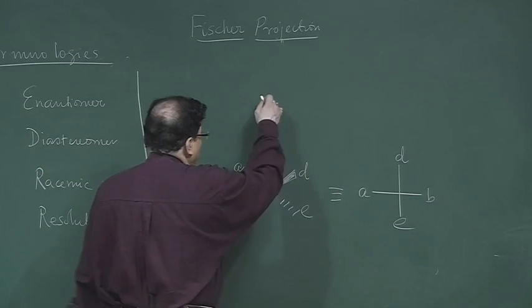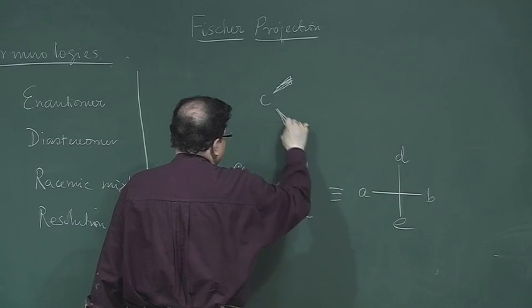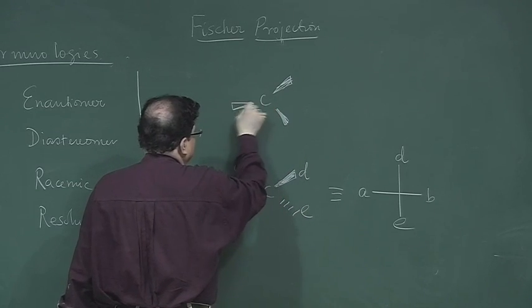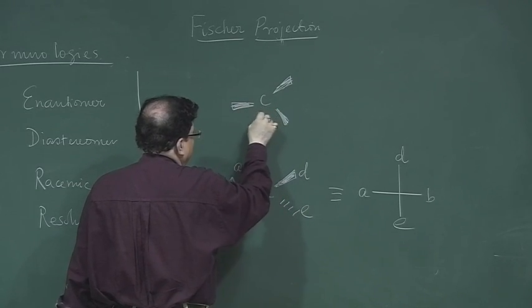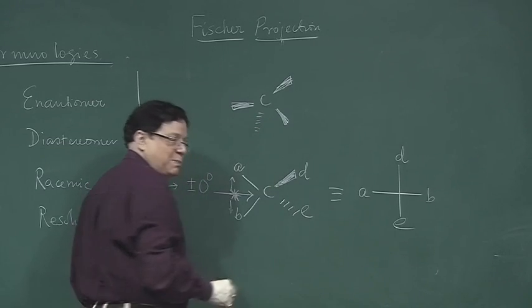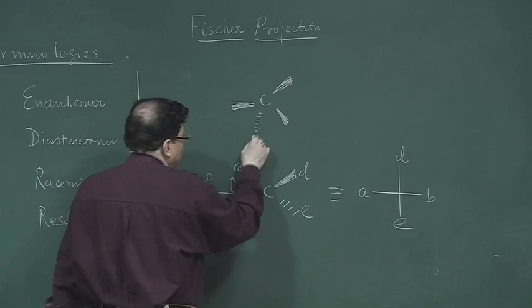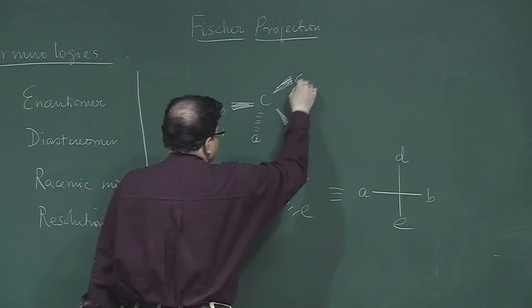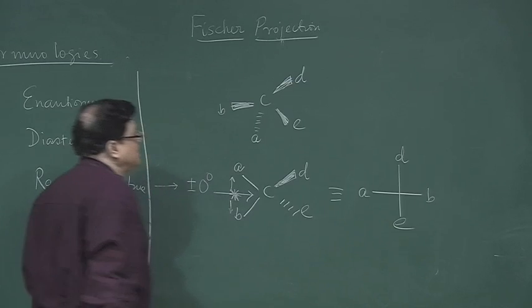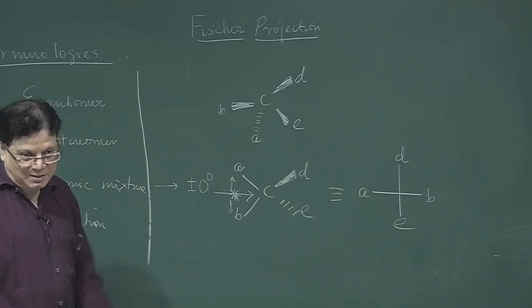The situation may be a little more complicated. Say I draw it with three bonds like this above the plane of the board. As I said, if three bonds are above the plane, then the fourth bond has to be below the plane. If that is the case, how do you draw the Fischer projection from this?